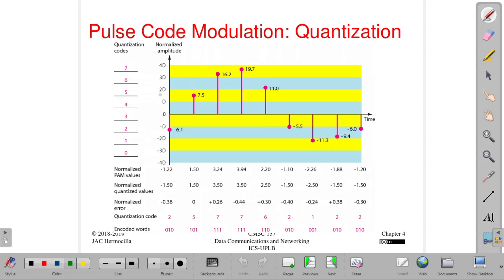So we have 8 zones, and we have this plot here. So this is the time, this is the normalized amplitude. So we specify, let's say 0 here, 1 2 3 4 5 6 7, which is the midpoint here. So each of these will be 5. Okay. So indicated in the plot is the actual amplitude. So this is the actual amplitude at the sampling point.